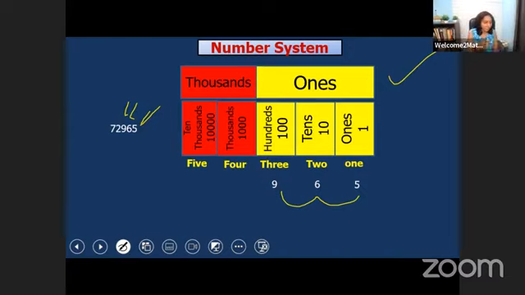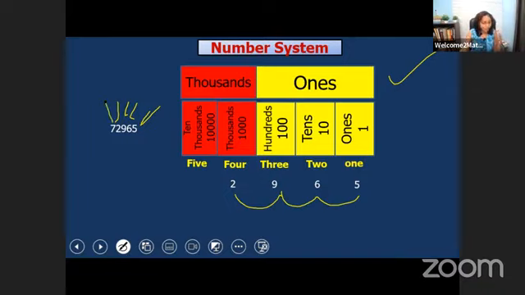Let's take the next digit, and the next digit is 2. So let's write 2 where? The next place, and that is which place? Thousands place. So whenever we have a 4-digit number, we have to write up to thousands place. So now our number is 2965. Got it?